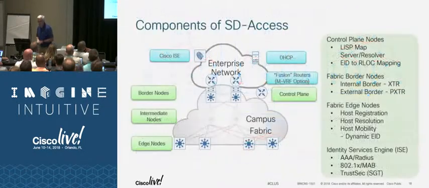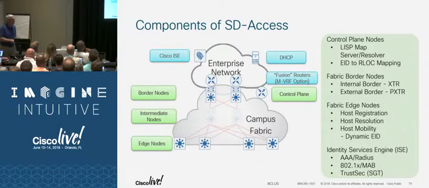All right. To pull this off, we build that routed access foundation. And then we build this thing called the campus fabric on top of it. Again, that's all the stuff that comes along with the VXLAN and LISP that implement this.